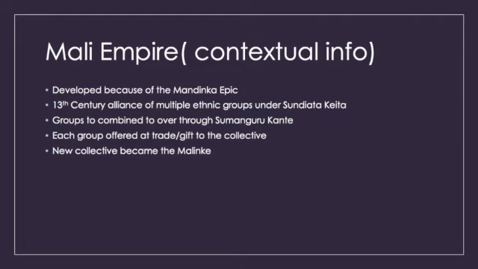But essentially what happened is these people were fighting or trying to defend themselves against Sumanguru. And in order to do that, they came together, offering up different fortes of different groups. Like if your group was known to be good blacksmiths and iron workers, then you helped build tools. If your group was good at farming, then you helped and you taught other people to farm. So this collective of the multiple ethnic groups became the Malenke Empire, what we know as the Malenke Empire.